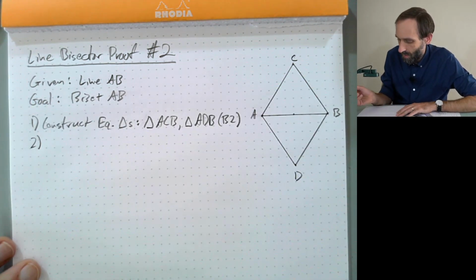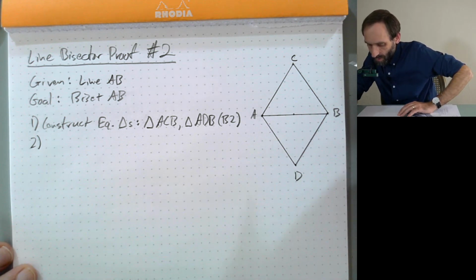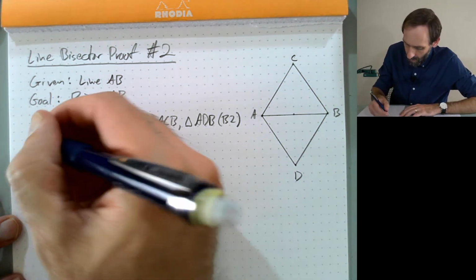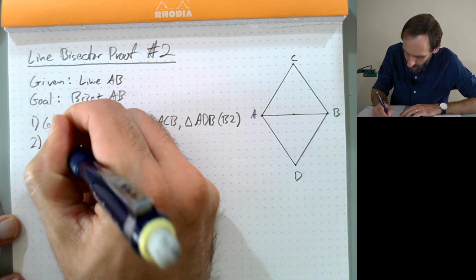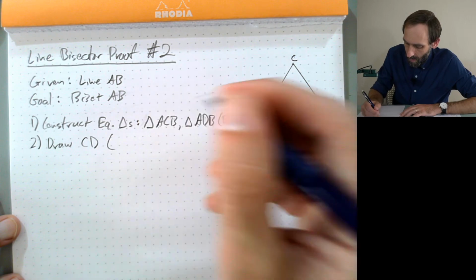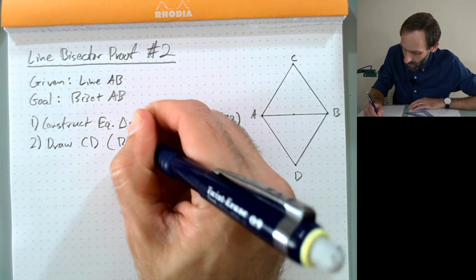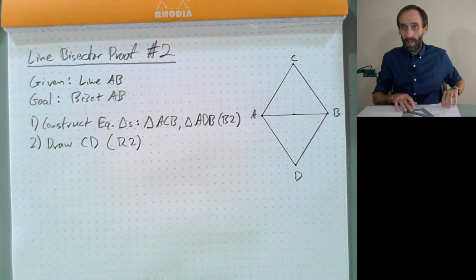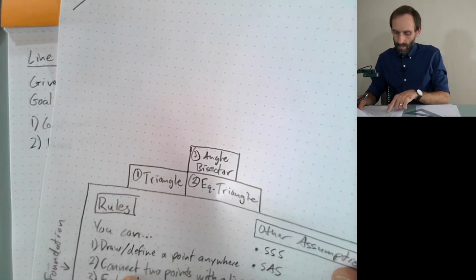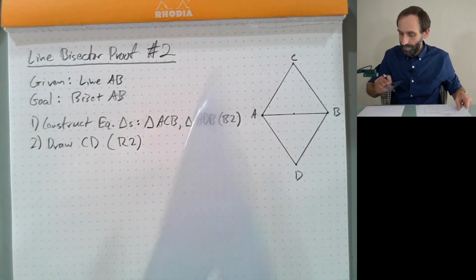Step 2 is going to be to draw this line CD. So draw CD, and our justification there is rule number 2. Rule 2 says we can connect 2 points, right there, connect 2 points with a line.